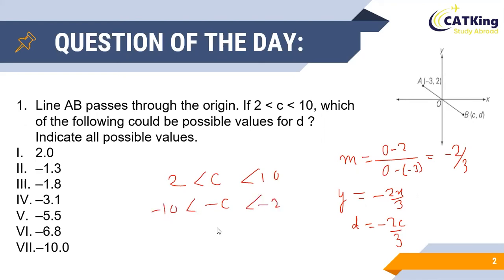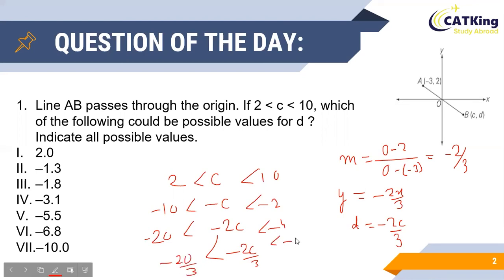And minus 2C will lie between minus 20 and minus 4, and thus minus 2C by 3 will lie between minus 20 by 3 and minus 4 by 3. On converting into the decimal form, we see that D lies between minus 6.67 and minus 1.33, and we see only options 3, 4 and 5 satisfy this inequality.